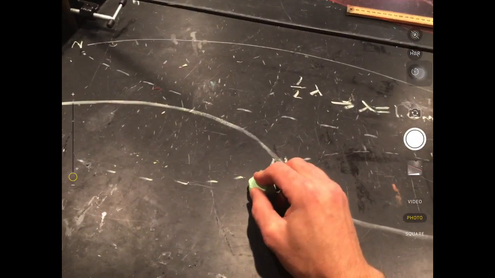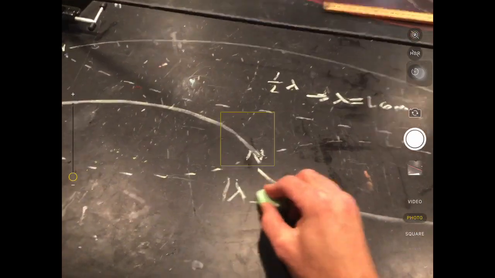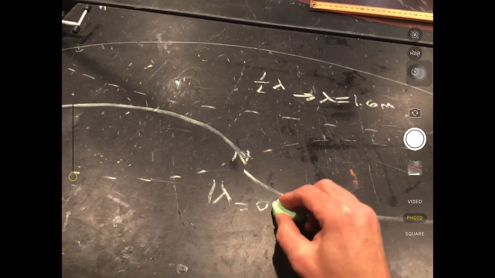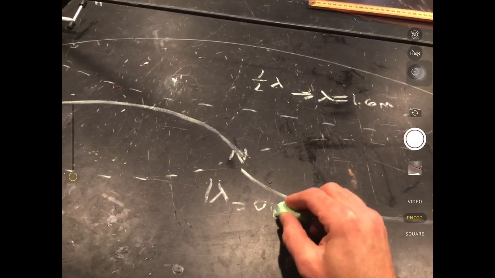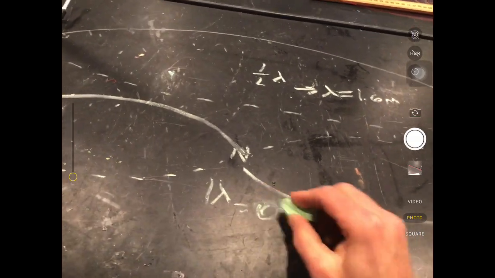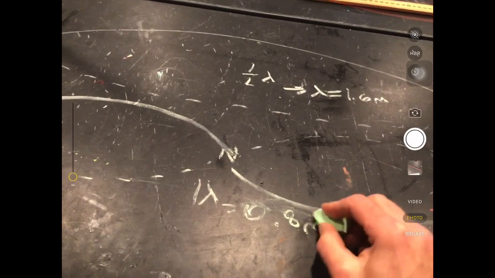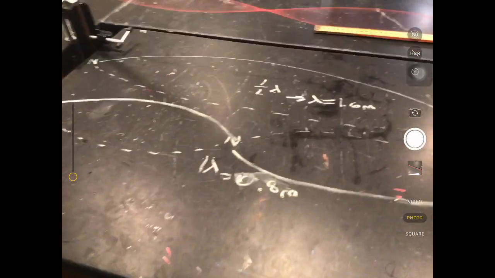If you notice here, how many waves have we fit? This one is now one full wavelength. That's one full cycle, which is 0.8 meters. Well, what a surprise. 0.8 meters. There we go.